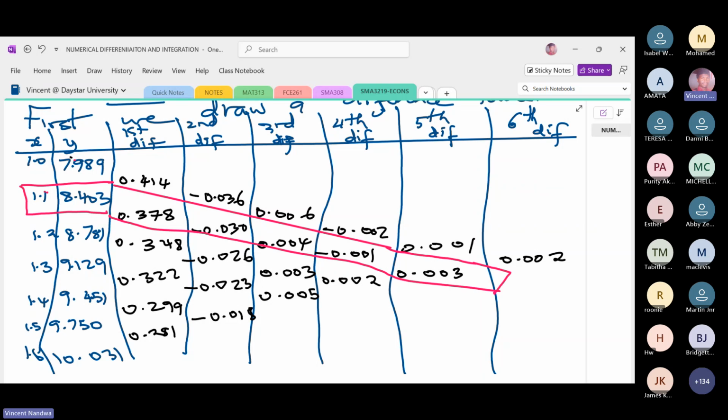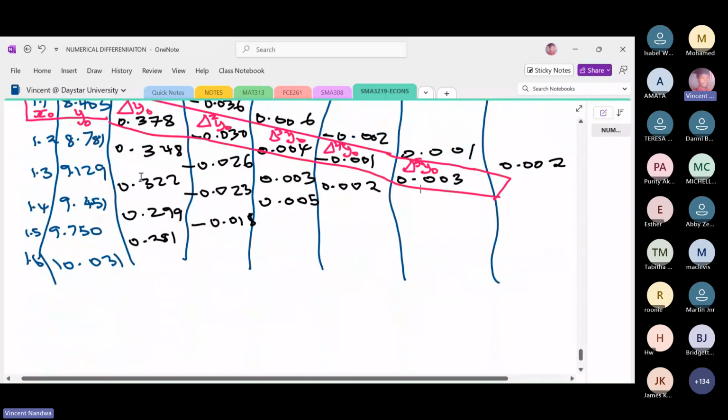So 1.1 is what will now be x naught. And by default, this number, x naught, will be on the same line with y naught. So that is what we call your y naught. And this column, because it's the first difference column, will be the first forward difference of y naught. Then this will be the second forward difference of y naught, this the third, the fourth, and then this will be the fifth forward difference of y naught. So that is how you pick those values from your difference table.